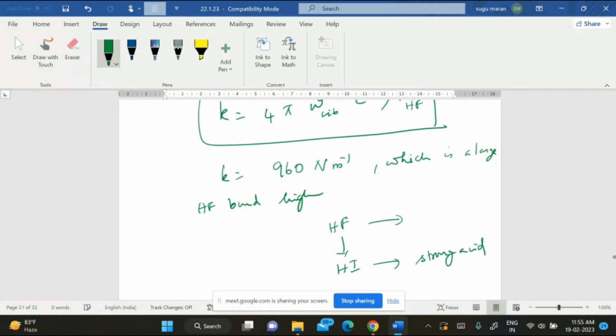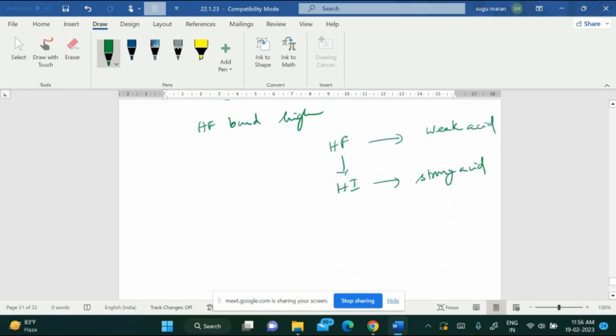This is a weak acid, because the bond energy between the two is very high. So HF is a weak acid. Whereas if you compare the K value with reference to HF and HI, the K value will be very less. So if this is your vibration, this is your bond length. It's a very tough thing.